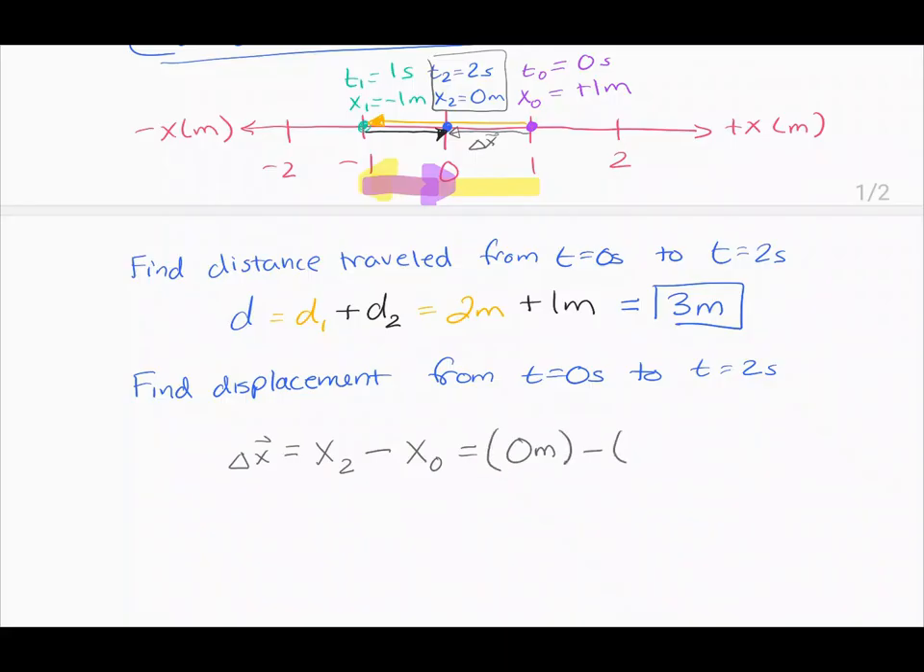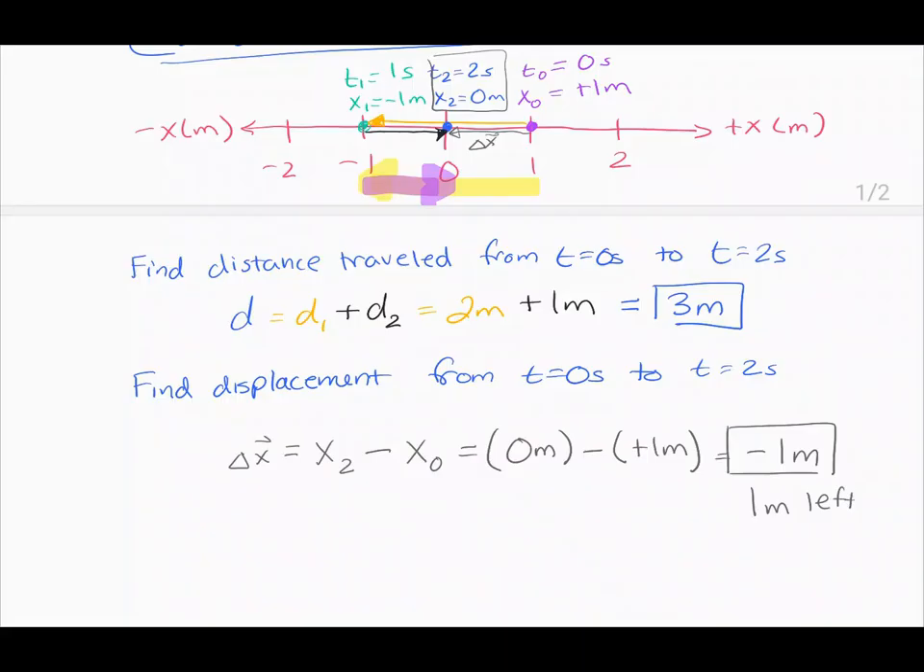I started at a positive 1 meter. 0 minus 1 is a negative 1 meter. So my displacement is negative 1 meter, or I can say 1 meter to the left, because I ended up going 1 meter to the left. And I can see that that matches my diagram.